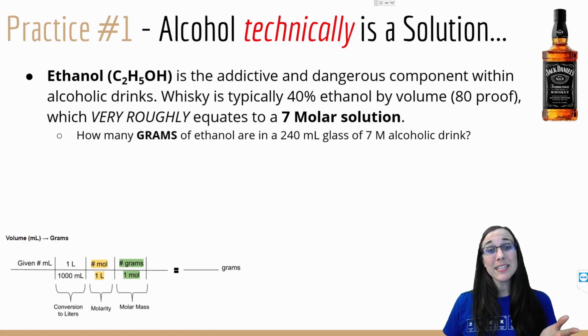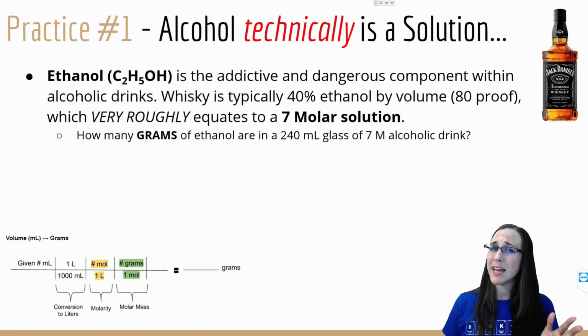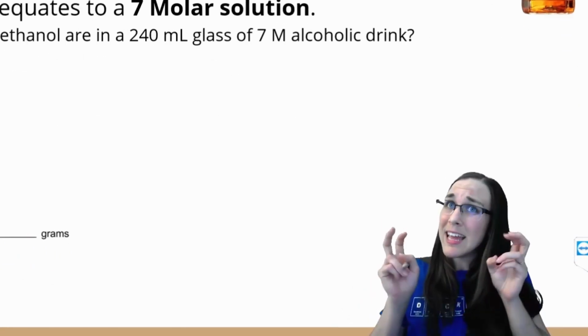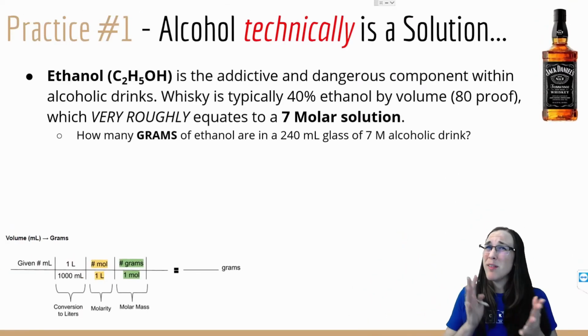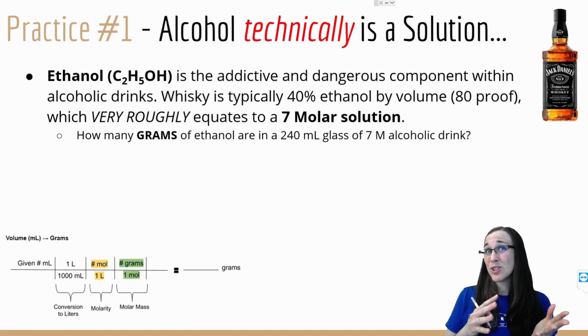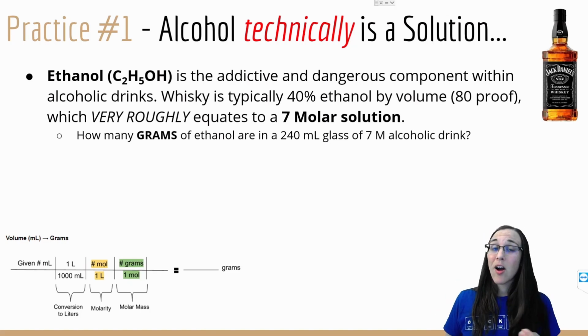If we know that whiskey is typically about 40% ethanol by volume, that's the 80 proof part, that roughly equates to a 7 molar solution of ethanol. We want to know how many grams of ethanol are in a 7 molar concentrated drink of whiskey if we had 240 milliliters of said drink.